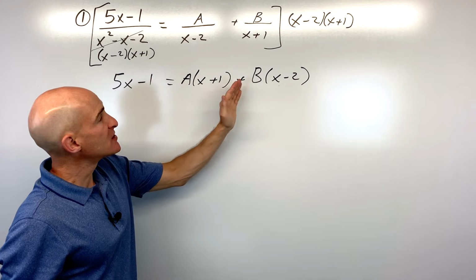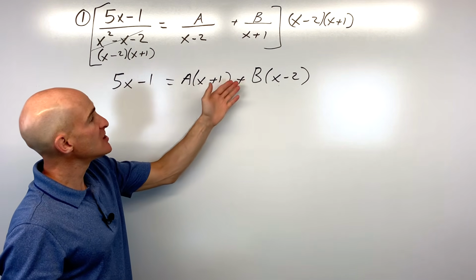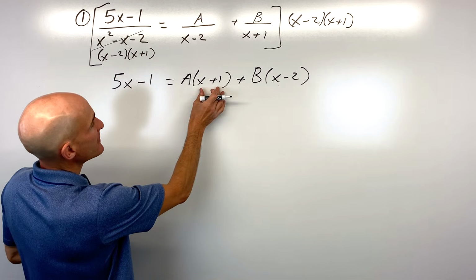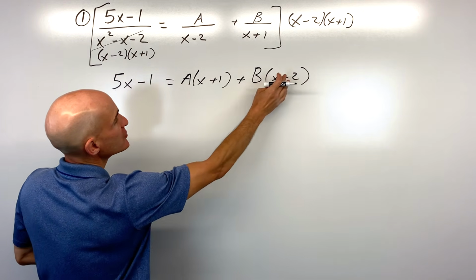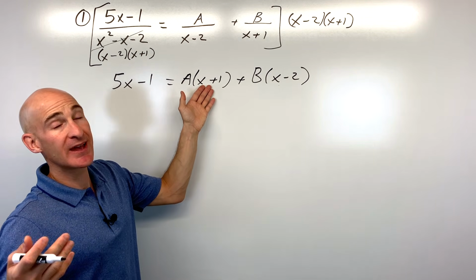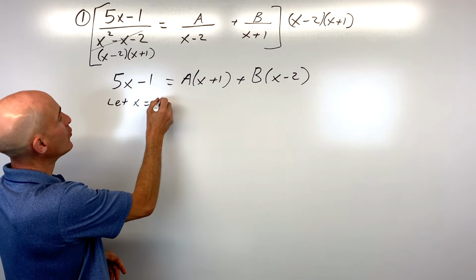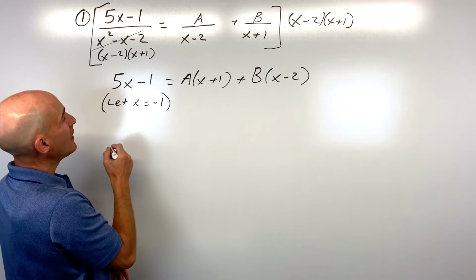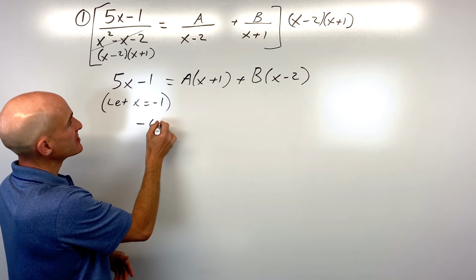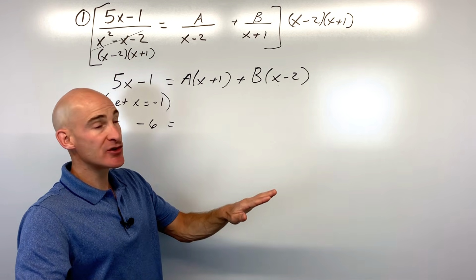What we're going to do in this particular example is show you how to pick strategic values of x. Some teachers refer to this as finding the zeros. What you're doing is setting this group here, or this group, these factors, equal to 0. So for example, if I set x plus 1 equal to 0, I get negative 1. So I'm going to say, let x equal negative 1. If I put negative 1 in here, I get negative 5 minus 1, which is negative 6. If I put negative 1 in here for x, I get 0 times A, which is just 0. That cancels out.